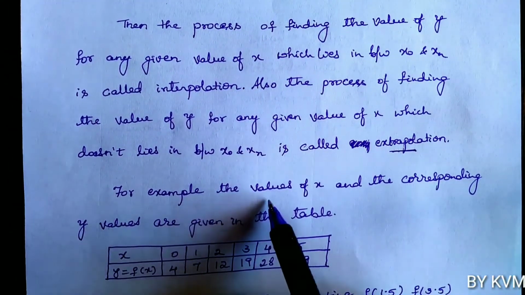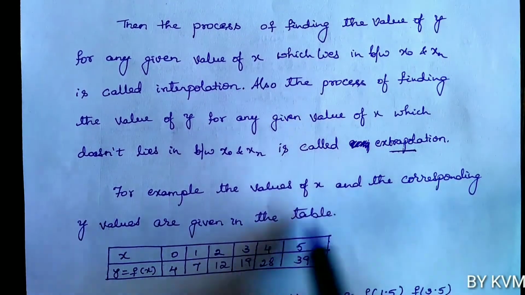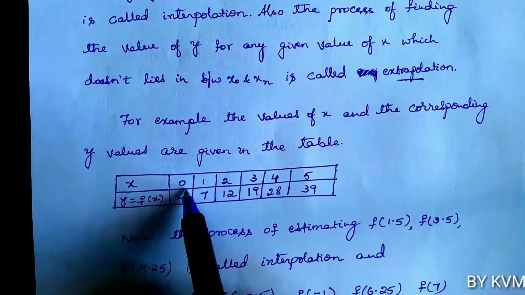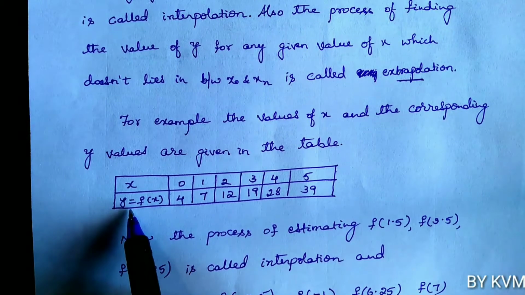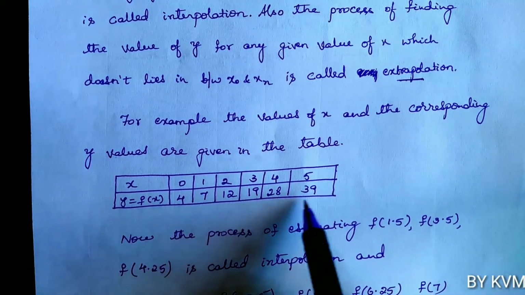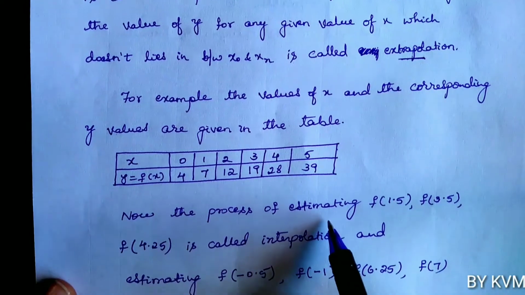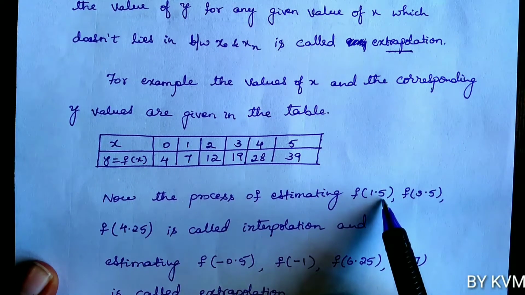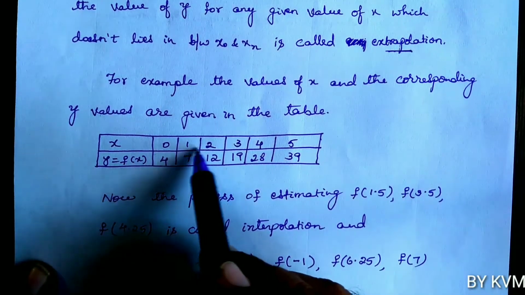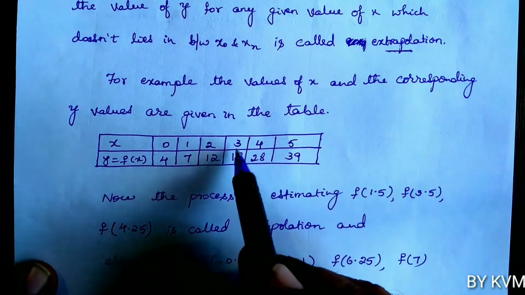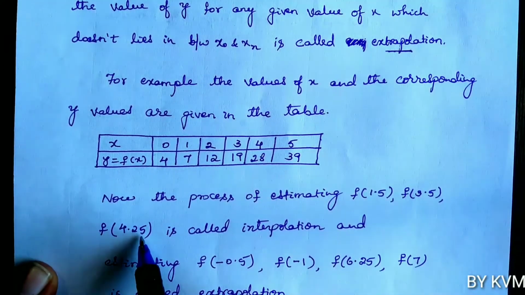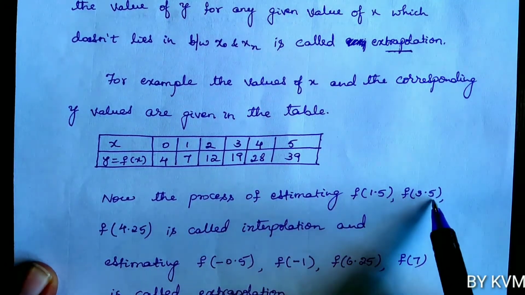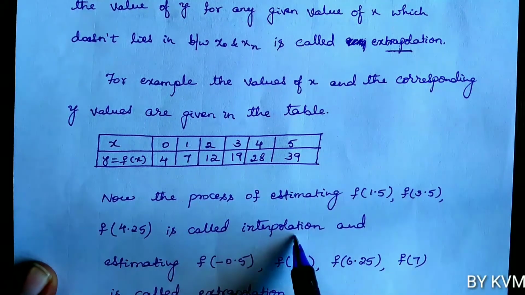So now, for example, the values of x and the corresponding y values are given in the table. So x values are 0, 1, 2, 3, 4, 5 and the corresponding y values are 4, 7, 12, 19, 28, 39. Now the process of estimating f of 1.5, f of 1.5 lies in between 1 and 2. Then f of 3.5, it lies in between 3 and 4. f of 4.25, it lies in between 4 and 5. So the process of estimating f of 1.5, f of 3.5, f of 4.25 is called interpolation.